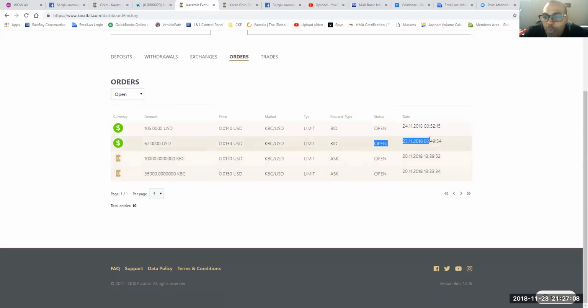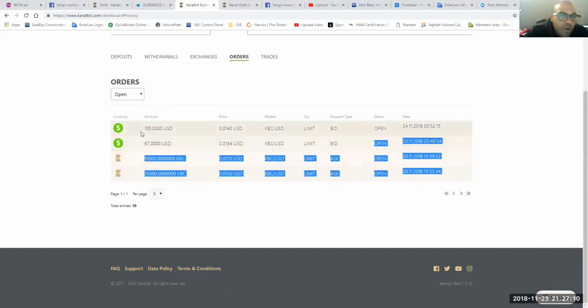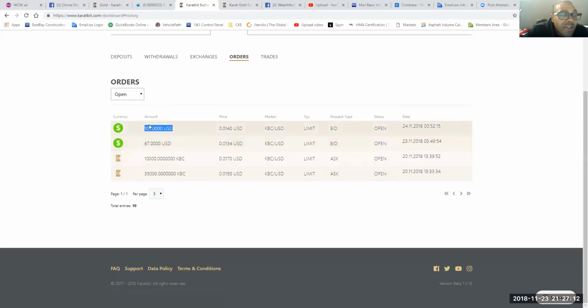It's still open, and I did that on the 23rd. And then I have another one for 105 US dollars, and I'm purchasing KBC for 0.014, and it's a limit order. I placed this earlier, and it's still in the order book. I'm waiting for someone to fulfill this order, so it's still open. And you can see I did that today.